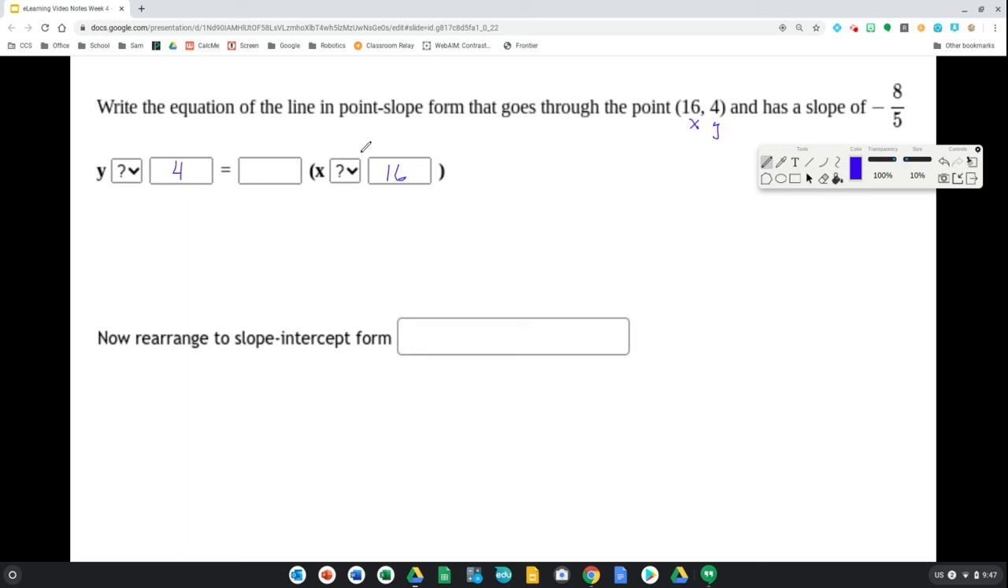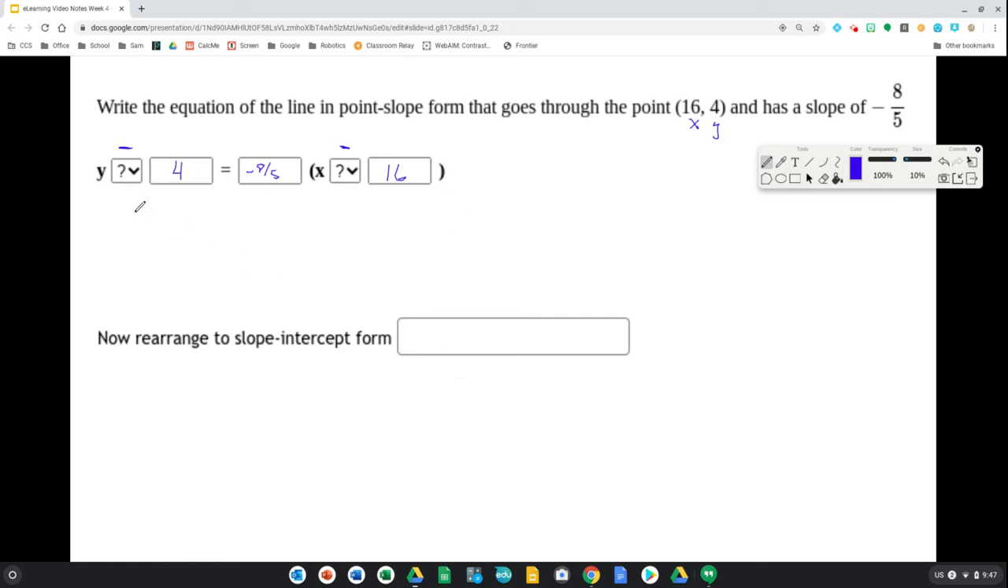The 16 was positive, so you're going to pick a negative. The 4 was positive, so you're going to pick a negative. And then the slope, the negative 8/5, that goes out in front here. All right, now it's just a matter of rearranging this into slope-intercept form.